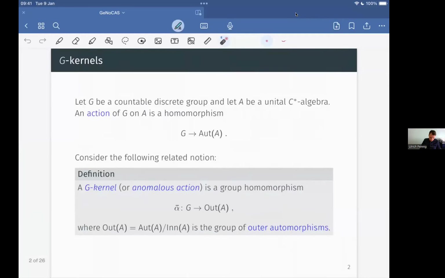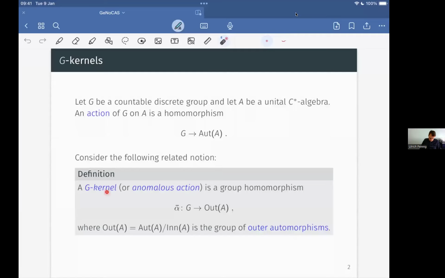So throughout the talk, G will be a countable discrete group. And I have a unital C star algebra A, and then we all know what an action of the group on the C star algebra A is. It's just a homomorphism from G to the star automorphisms of A. And then there are various ways of relaxing this notion. And one of them are these G-kernels.